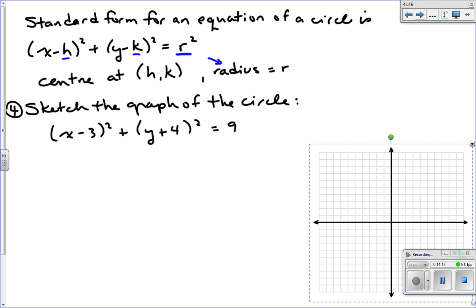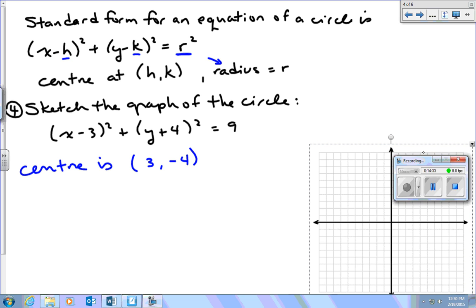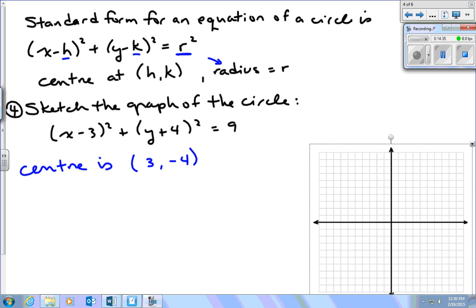So the center of this circle is now at (3, −4). So we can plot that point. Just move that up and out of the way. So (3, −4). And the radius will be the square root of 9, which is 3.